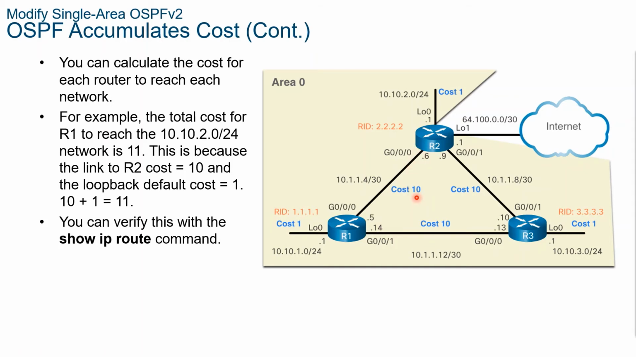Therefore, we can calculate the cost for each router to reach each network. For example, the total cost for R1 to reach 10.10.2.0, which is this one here, is 11. How did we get 11? That would be 10 plus 1, that is 11. This is because the link on R2 costs 10, and the loopback default cost is 1. So 10 plus 1 is 11.